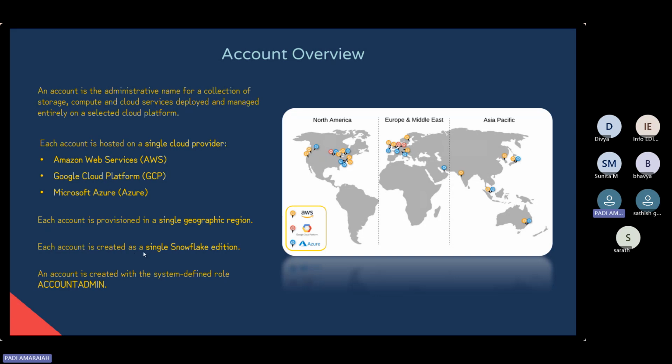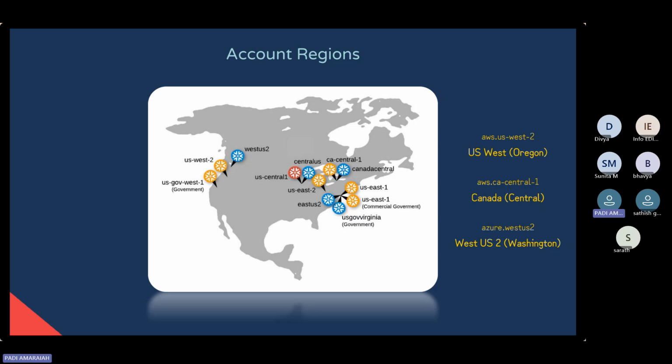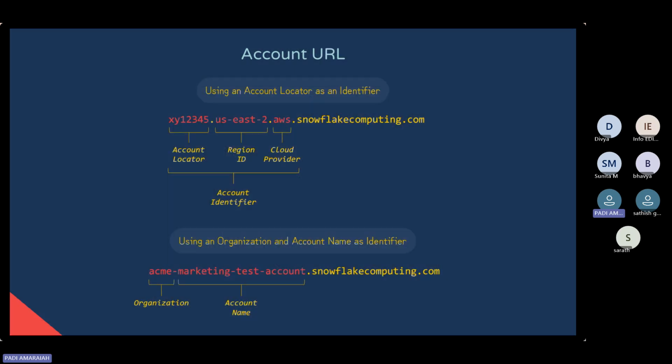Then each account is created as a single Snowflake edition. That means one account will be created. Now, whenever an account is created, which system-defined role will it use? It will use the account admin role. That is what we have seen, correct? As soon as we create a Snowflake account, the account admin role is immediately tagged to that user, because he has created this particular Snowflake account.